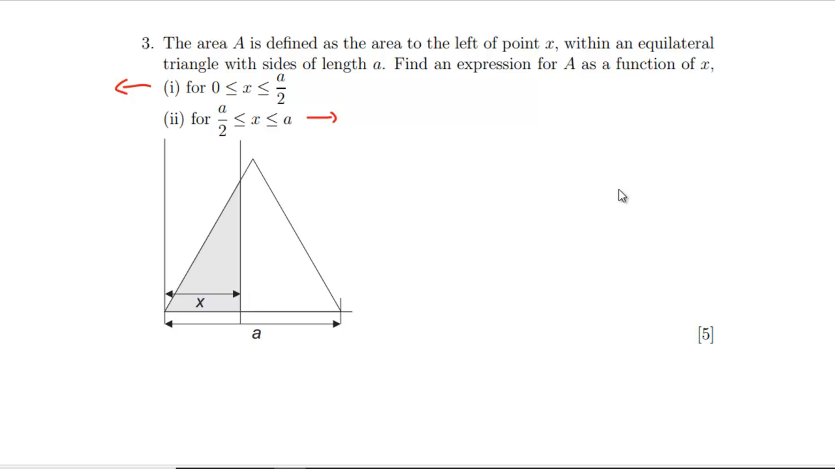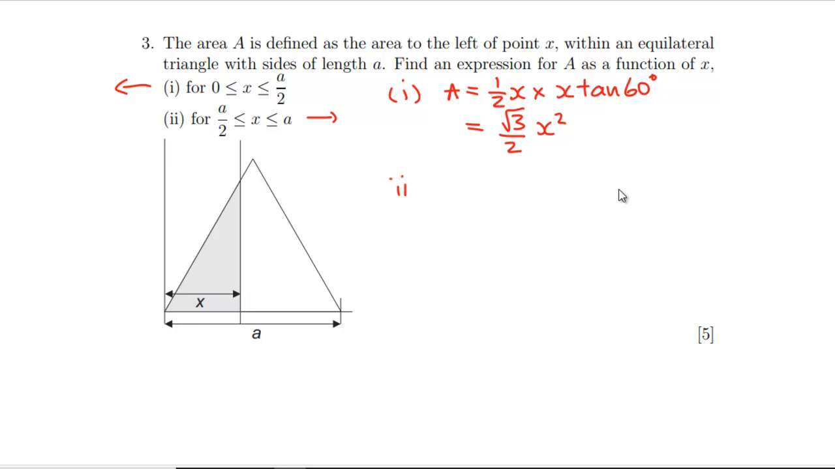So for the first part, A is going to be equal to half base times height. So we've got half of X, that's half of our base, and our height is going to be X tan of the angle. They said it was equilateral, didn't they? Yes, so multiplied by X tan of 60 degrees. So that is equal to a half X squared times root 3, so root 3 over 2 X squared.